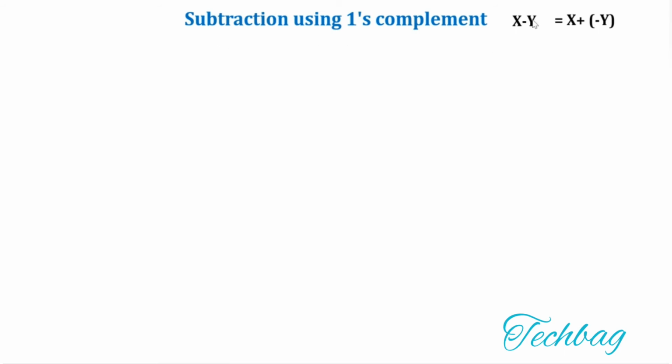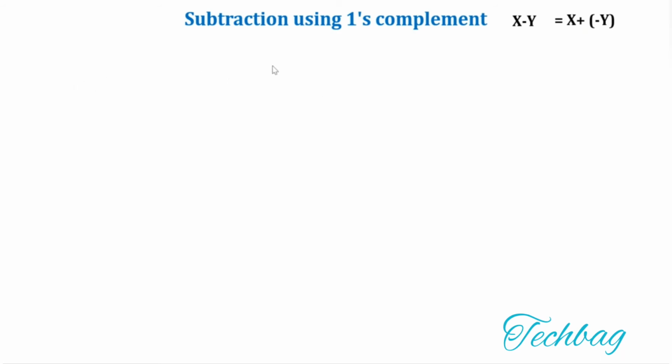Instead of subtracting Y from X, here you have to take the complement of Y. So you get minus Y. This minus Y is added with X. So both give the same result. That is, X minus Y and X plus of minus Y will give the same result.